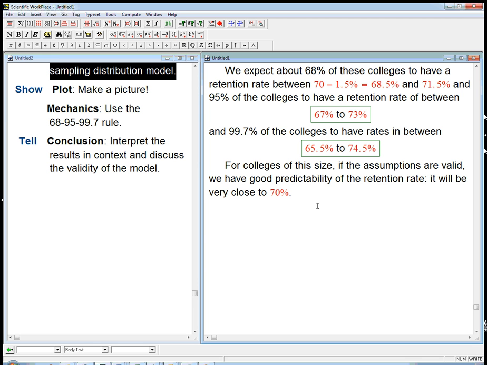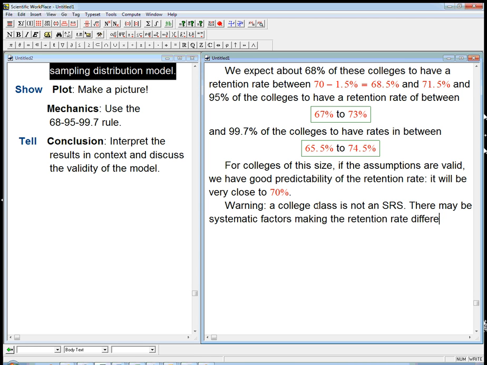Okay. And that was really the big issue. The warning is that a college freshman class is not an SRS. It's not a simple random sample. Okay, there may be systematic factors making the retention rate different. The truth is, colleges differ very, very much from college to college. What their clientele is, what their expectations are, and you could get a very different result. Okay, so this is definitely oversimplified, but it's definitely a start as well.